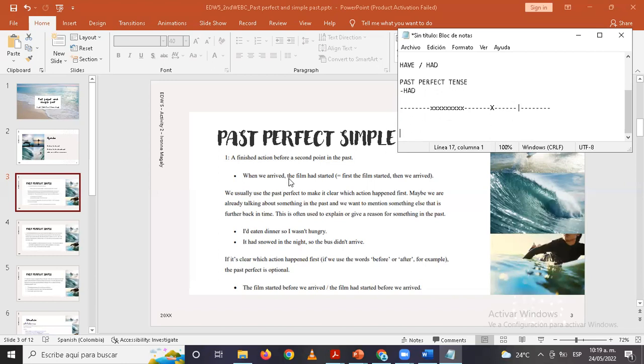When we arrived, the film had started. That means that first the film started, then we arrived. And this is very simple in Spanish. It's very similar to Spanish.